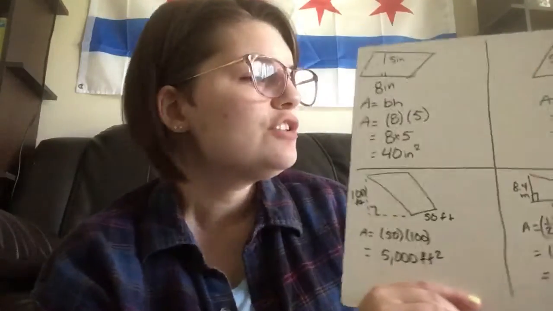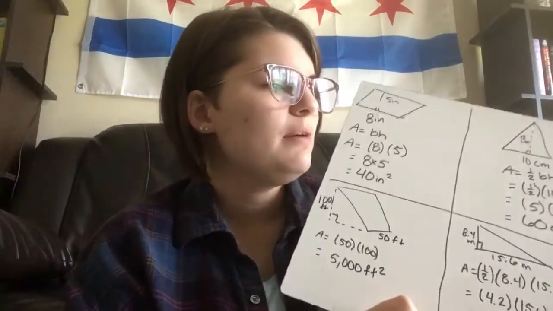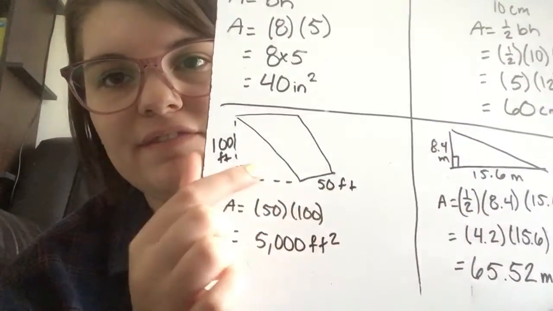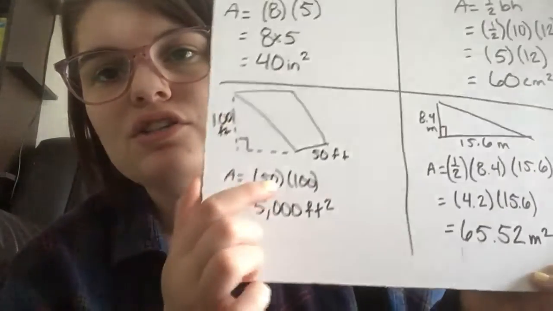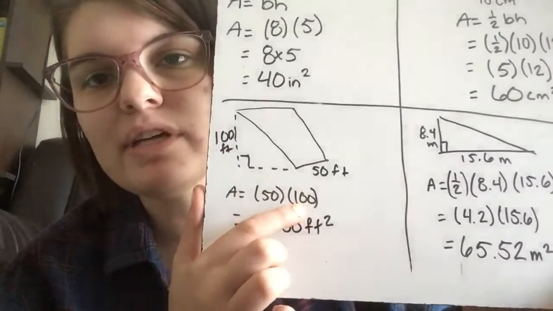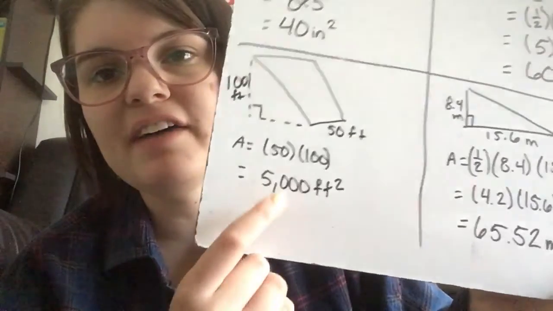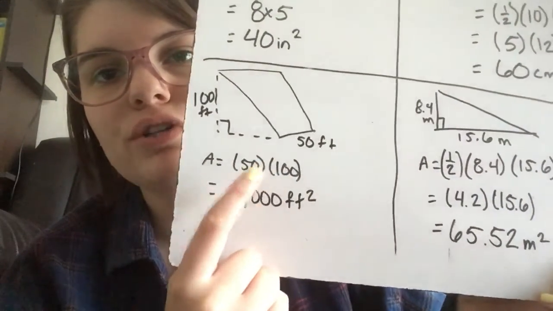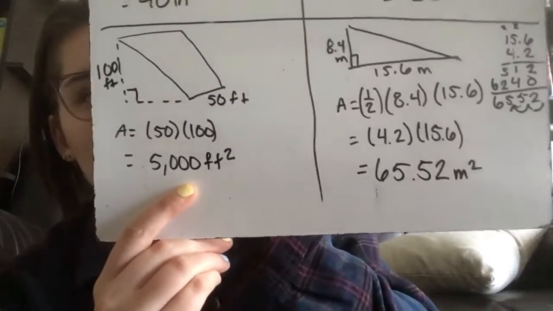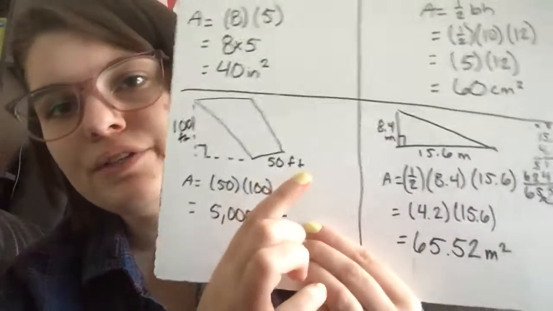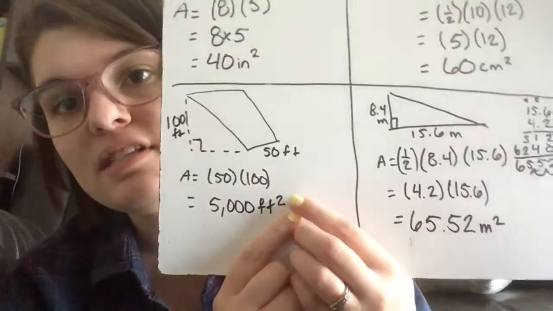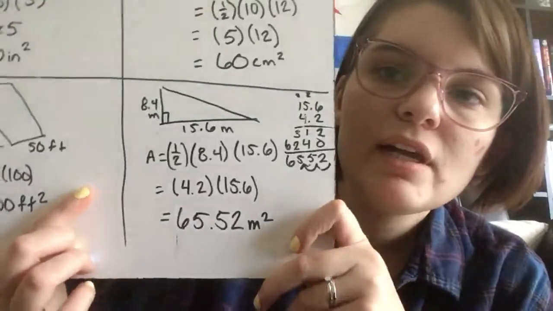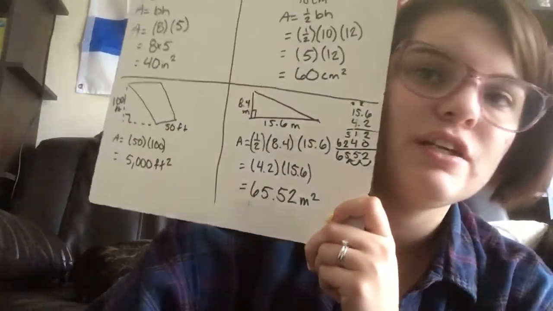Number 1 is a parallelogram, and its base we can see is 50 feet, and the height is 100 feet. So we have base times height, which is 50 times 100. That equals 5,000, because you do 50 times 1 and add the 2, or you do 5 times 100 and add the 1. Either way, it equals 5,000. Our units were feet, and we have to square it. This is a small 2, the exponent of 2.